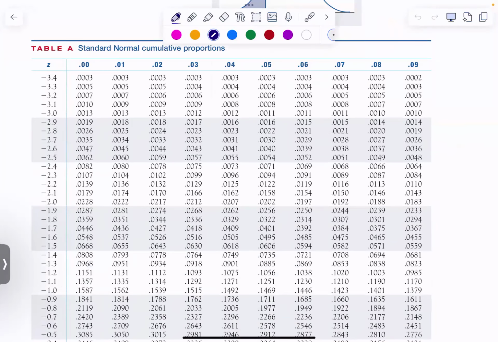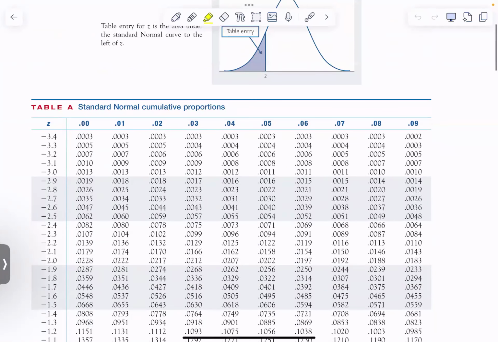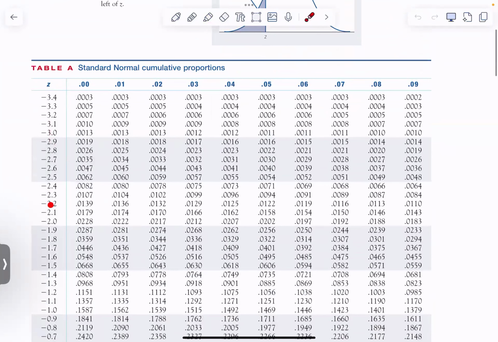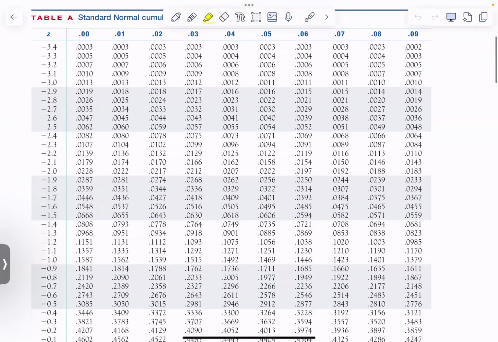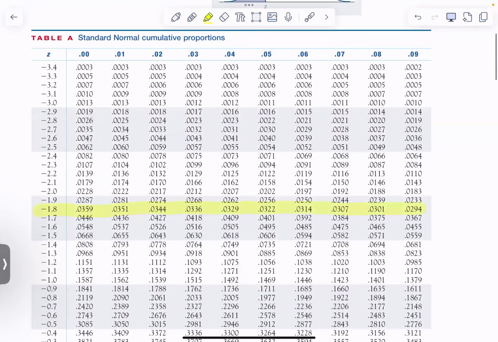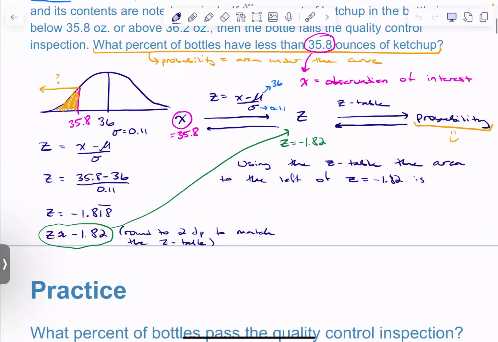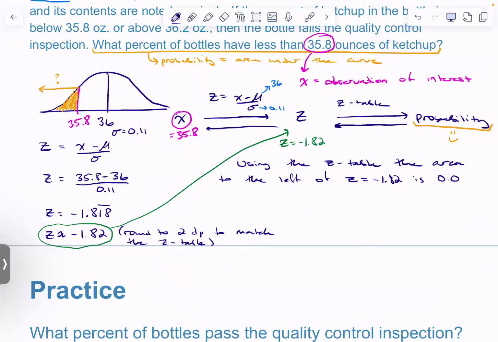It's been a while. I guess it's been nearly a week. So here we are. We've got Z, right? Negative Z's, first decimal place, well, and the whole number, I guess, and then the second decimal place up here. So negative 1.82. This tells me that the area to the left is 0.0344. And that's the area that I want. Is 0.0344.